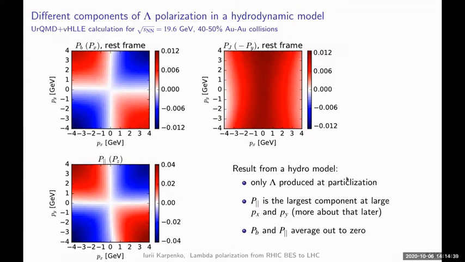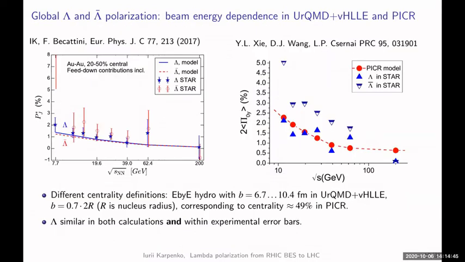Yeah, so that's that from this slide. And in principle, if you go ahead and calculate the global polarization at different collision energies, you can get the results which are described here. On the left, there is a result from the UrQMD plus vHLLE model, and on the right there is a result for the mean polarization of lambda from the PCR model.